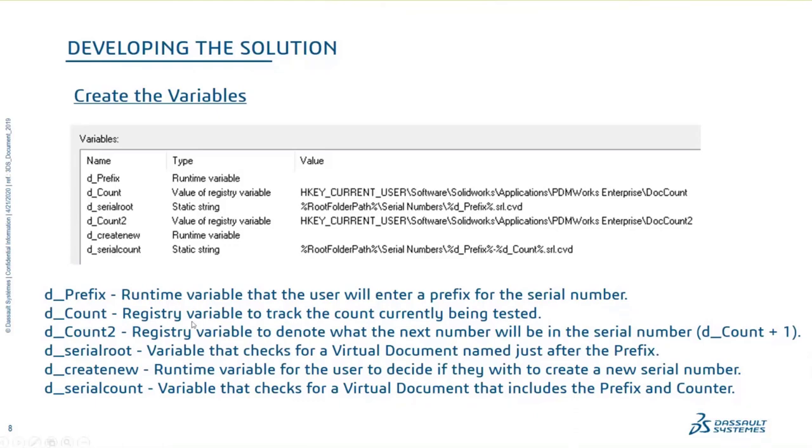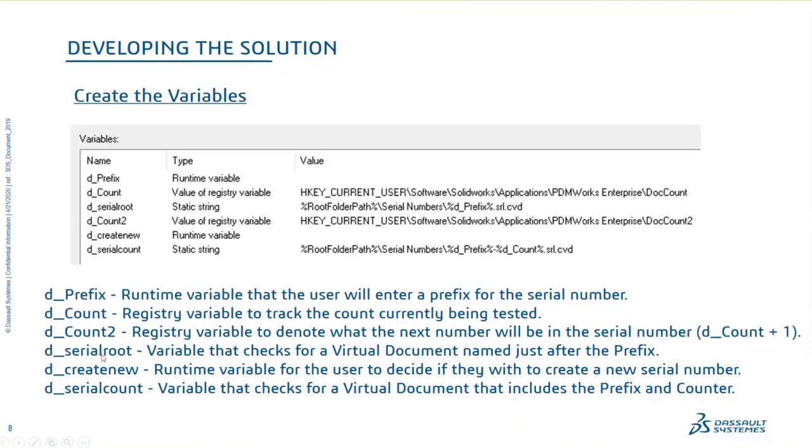And these are registry variables. I put them inside of the PDM registry because that way I know it's not going to interfere with anything else. And if you uninstall PDM, then it'll also get rid of those registry keys. You can put them wherever you want. It really doesn't matter. So I just call one of the registries doc count and one doc count two.